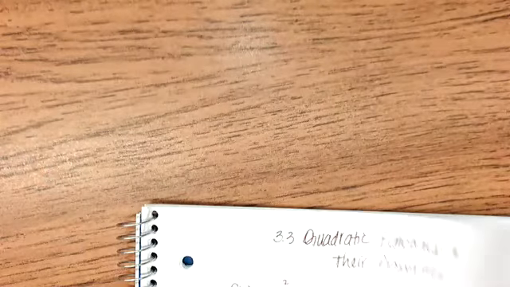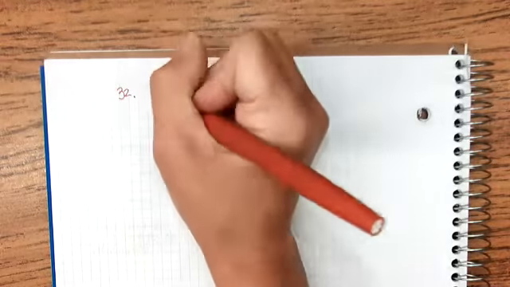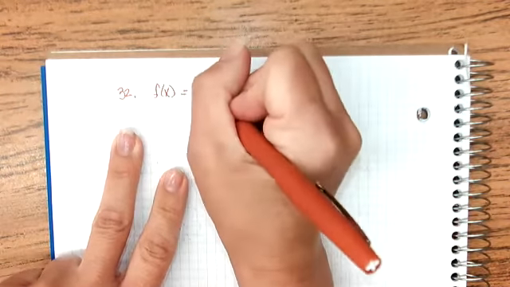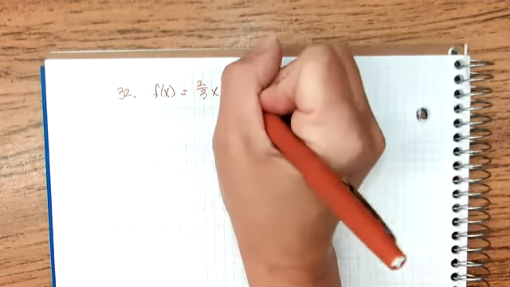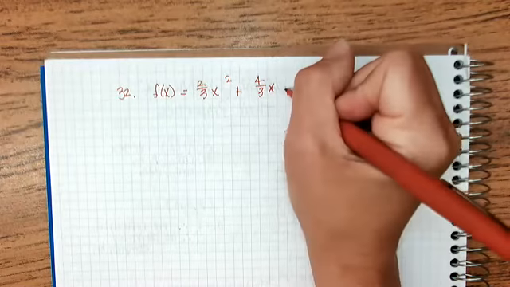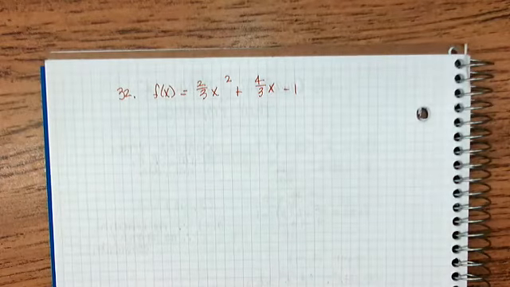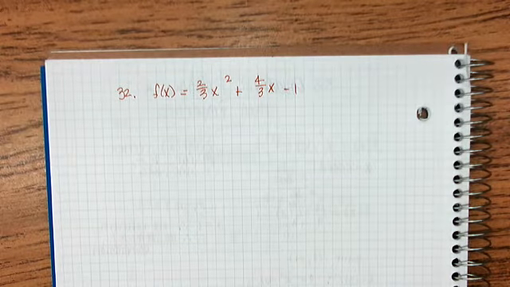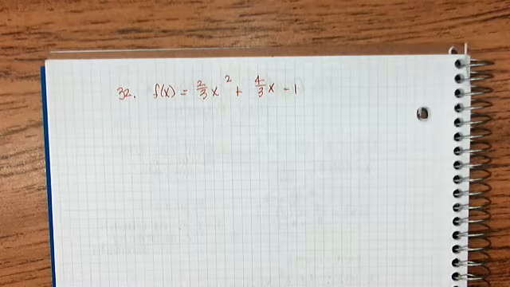Let's go look at number 32, which has a lot of fractions in it. I'm going to review how to complete the square with fractions because I know that is by far your most favorite kind of problem to do. Two-thirds x squared plus 4/3 x minus 1. Same thing, I'm going to find the vertex, the x-intercepts, y-intercepts, domain, range, increasing, decreasing.